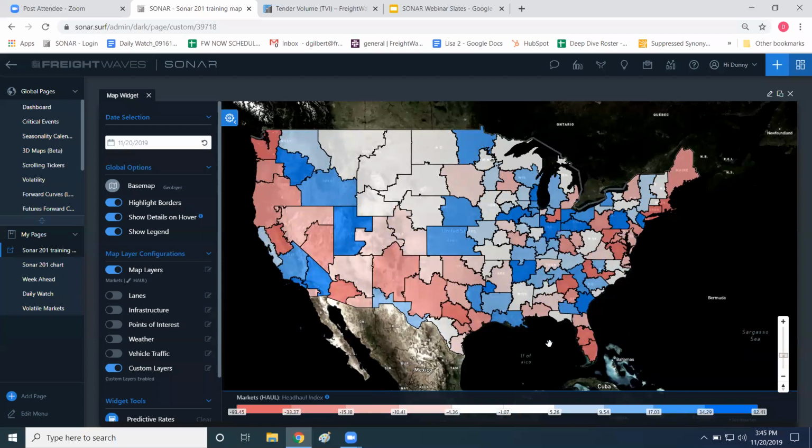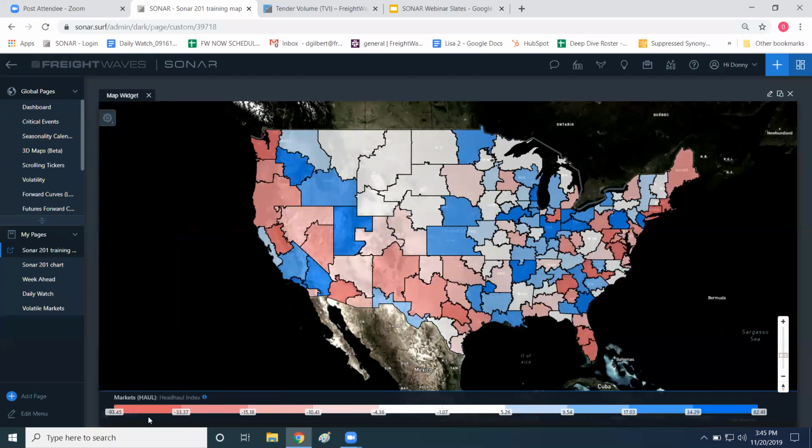With the Headhaul Index, you will see a lot of reds and a lot of blues. The reason is the reds are the backhaul markets, and the blues are the headhaul markets, which are positive numbers. Down here on our legend, you'll see where some of the highest markets, of course, Phoenix and Florida, are dark red because they are very, very large backhaul markets.